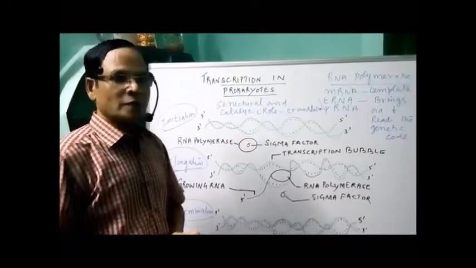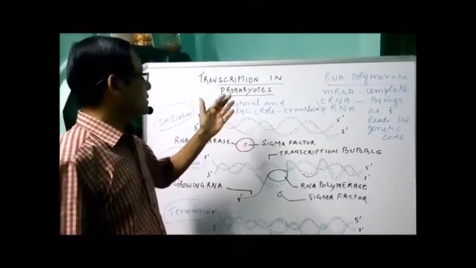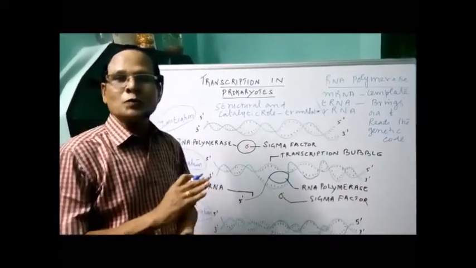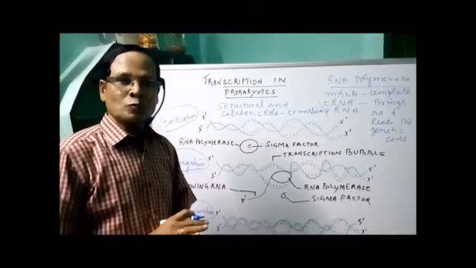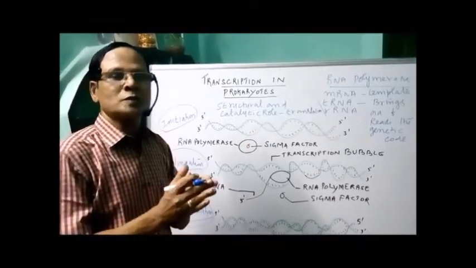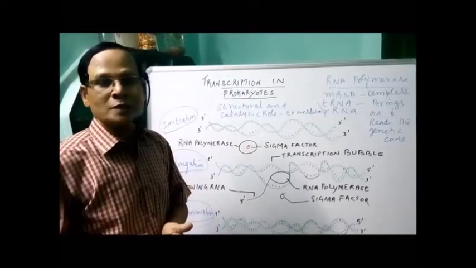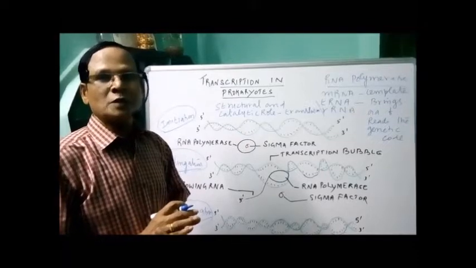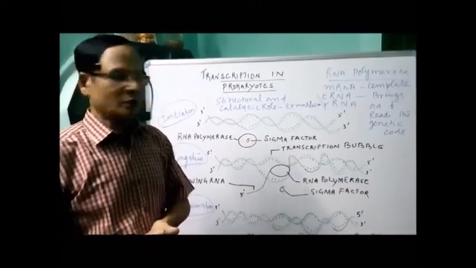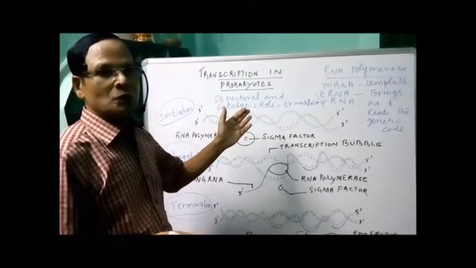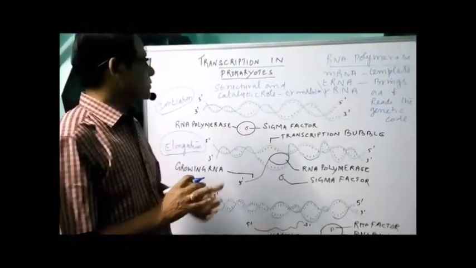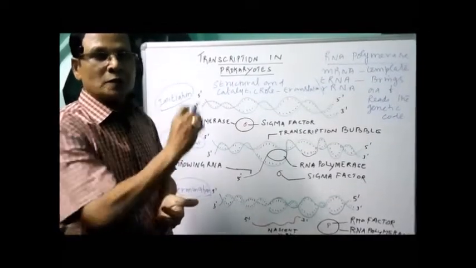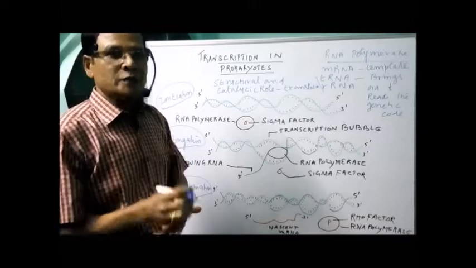Now, some more points related to transcription in prokaryotes. In the case of prokaryotes, there is no processing. What do you mean by that? We will see what processing is. There is no processing in the case of prokaryotes, but we have processing in the case of eukaryotes. This is because of the split gene nature of the eukaryotes. So since there is no processing in transcription in prokaryotes, the RNA is active.